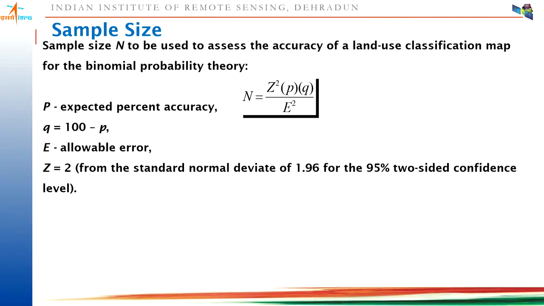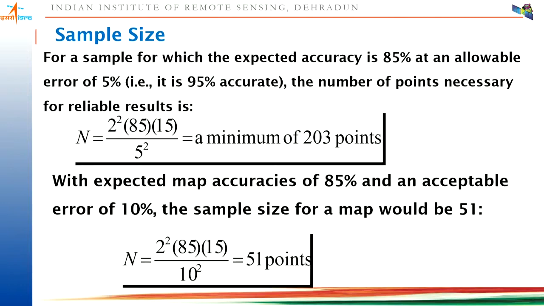Okay, you cannot expect 100% result. Suppose I am saying that around 95% accuracy is acceptable to me. So how much error is allowed? 5% of error is allowed. So 5% becomes my error, E. P is the expected percentage accuracy, and Q is 100 minus P.